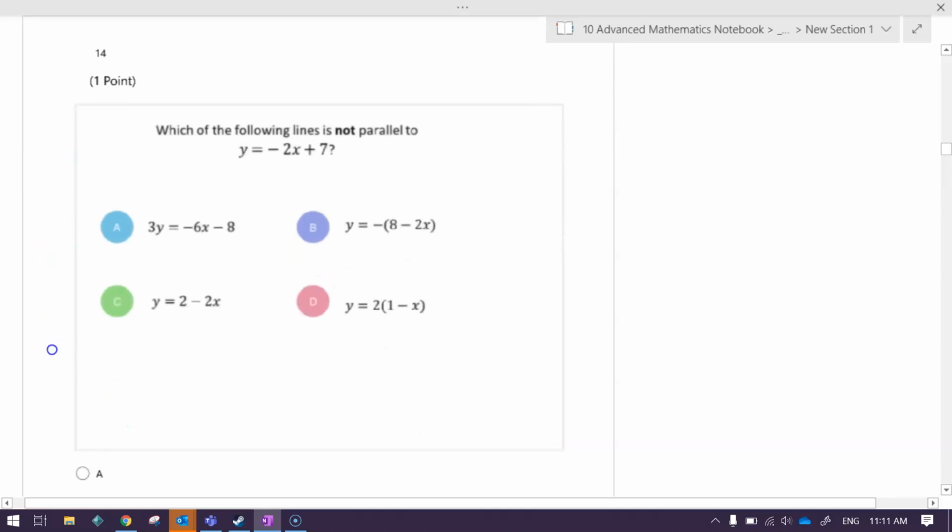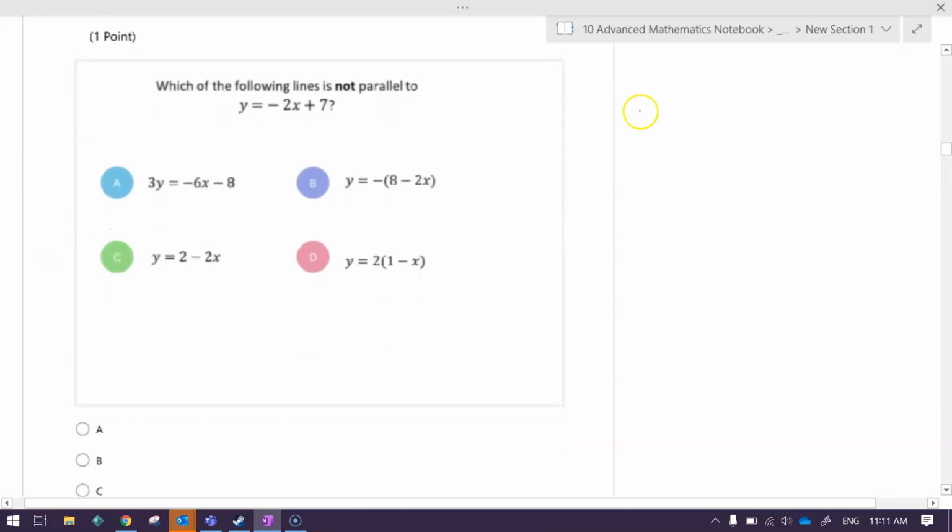Question 14. Which of the following lines is not parallel to that line? Well, we just want to rearrange all of them to have y equals mx plus c. This line has a gradient of -2. So I'll just check the gradient of all the others. This one here is 3y. To get it to be y equals, I need to divide by 3. 6 divided by 3 will be 2. 8 over 3 is 8/3, but it's the -2 I'm interested in. That's the same. So it is parallel.